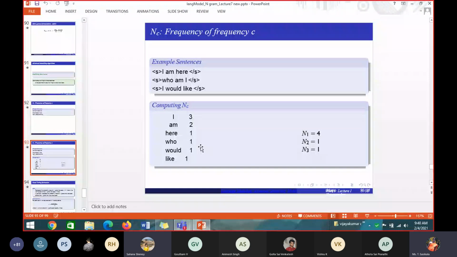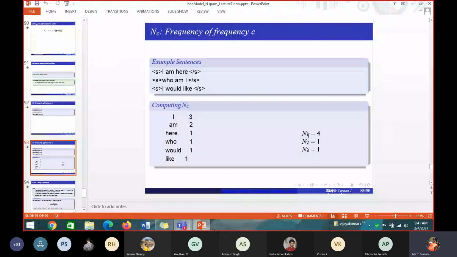So we have to compute NC. C is count. So N1. What is N1? N1 represents the number of words which occur only 1 time in the corpus. Here is occurring only 1 time. Who is occurring only 1 time. Would is occurring only 1 time. Like is occurring only 1 time. So N1 is 4.